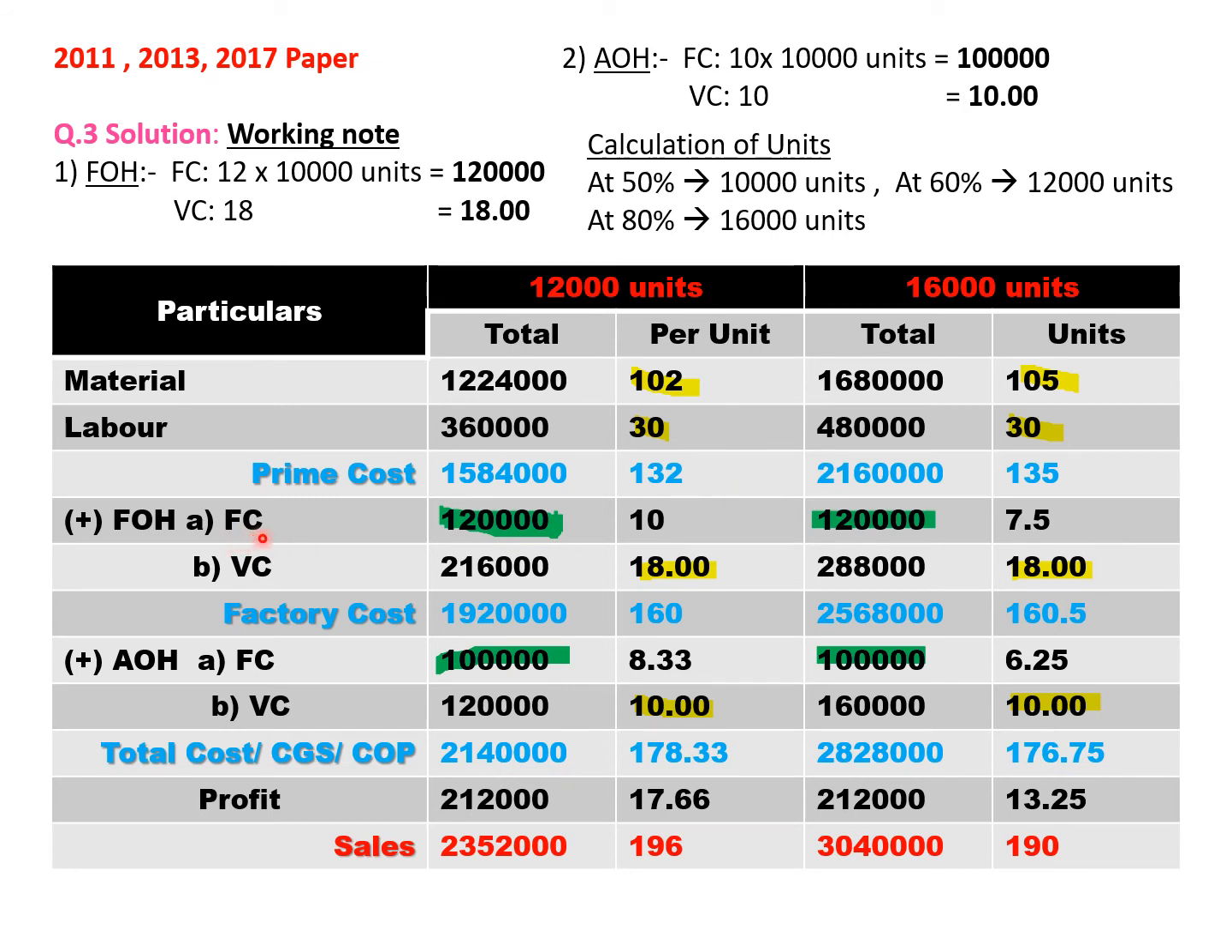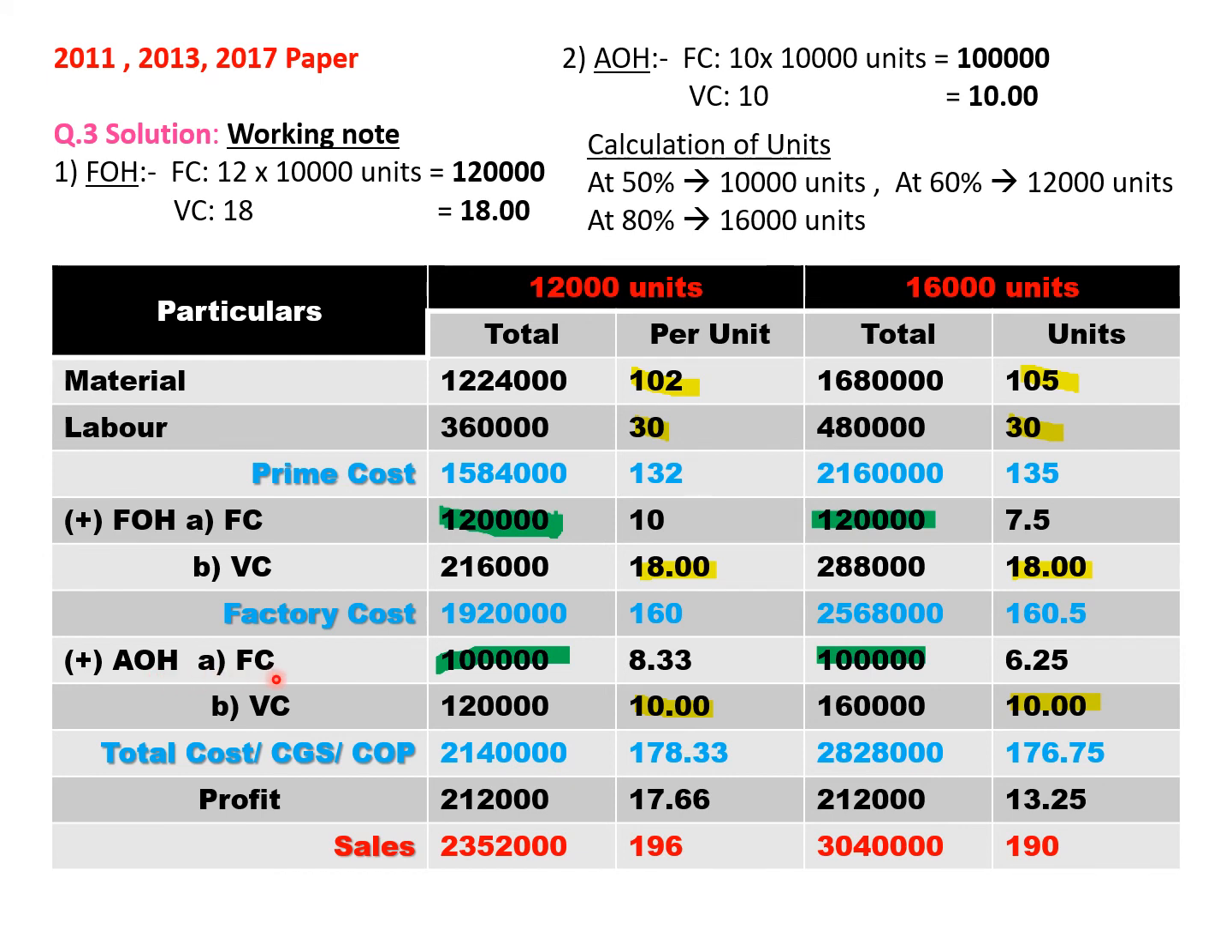Add FOH. FOH fixed cost, working note number 1. 1,20,000 divided by 12,000 you get 10 rupees. Variable cost is 18 rupees into 12,000, you get 2,16,000. Fixed cost for 16,000 will be 1,20,000 divided by 16,000, which is 7.5. Variable cost 18 rupees into 16,000 you get 2,88,000. Variable, look at per unit; fixed, look at total. So you get a factory cost of 19,20,000 and 25,68,000.